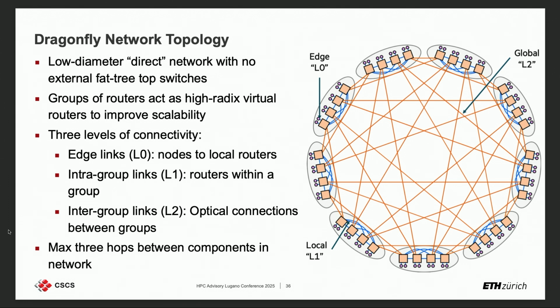You probably also know this one pretty well. It's a low diameter direct network with no external fat tree top switches. There are 3 levels of connectivity. You have the edge links from the nodes to the local routers, the intragroup links between the routers within a group, and finally the intergroup links with optical connections between the groups. The idea is that you should never be more than 2 hops away from any given point within the system. Well, 3 hops, I correct myself, between any components within the network.